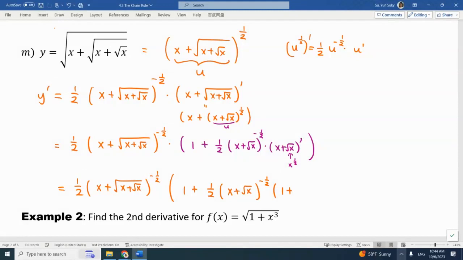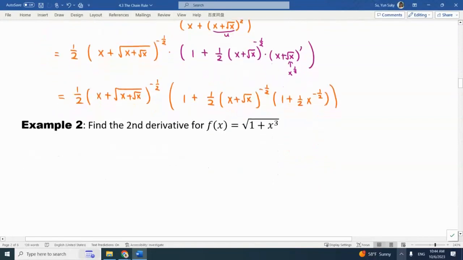1 plus, yes. And then close parentheses, and then another parentheses. Okay, everybody? So this problem, the feeling is really like you peel off the layers of an onion, right? So inside, we use chain rule multiple times. So far, so good, everybody?